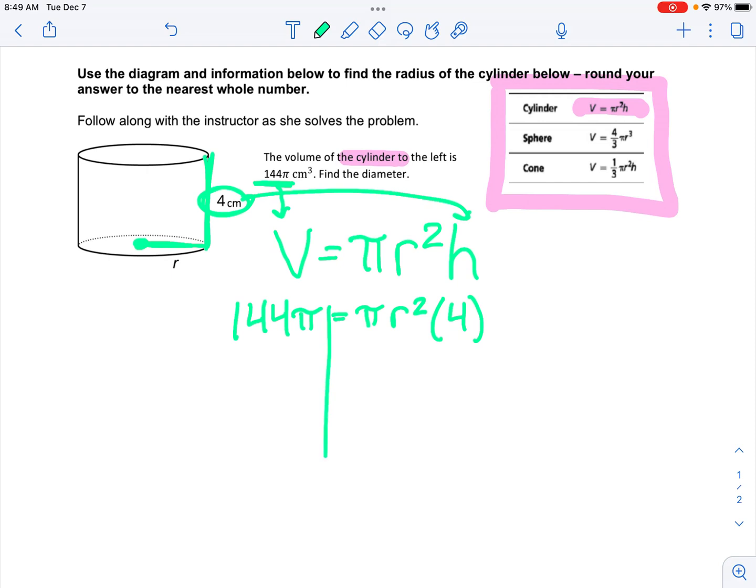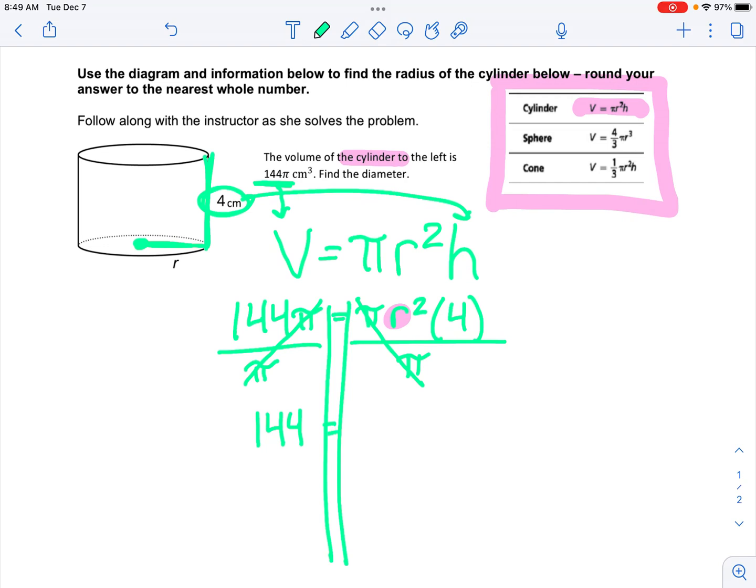So now I'm going to put my train tracks down, and my goal is to find the radius. So my goal is to get this little r all by itself. Now there's a lot going on here, so there's a few steps. The first thing I'm going to do is divide both sides by the number pi. Remember, pi is 3.14 approximately. I'm going to get that out of my way because I see that there's a pi on both sides. So pi divided by pi, just like any other number, would cancel out, and pi divided by pi on this side would cancel out again. So now I'm left with 144 equals r squared times this number 4. I still have that 4.